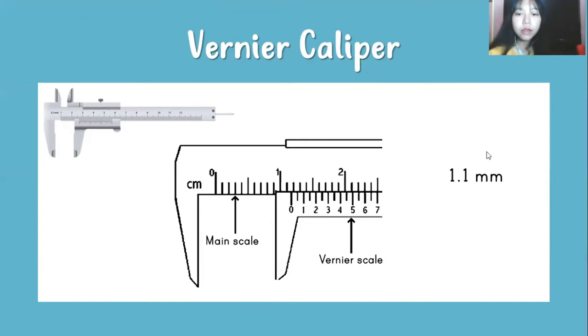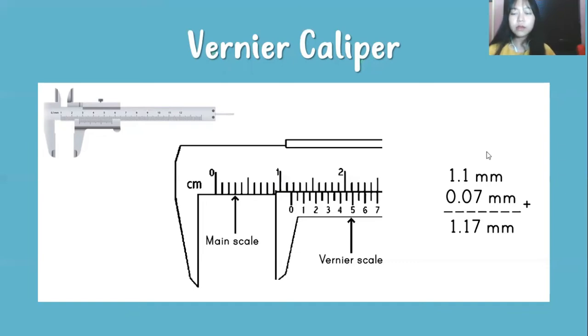And then take a look at the vernier scale. We need to find which number on the vernier scale is in line with the main scale. And for this case, we have 7, right? But for the vernier scale, we write it as 0.07 millimeter. And we sum it up, resulting in 1.17 millimeter. The accuracy for a vernier caliper is 0.01 millimeter. That's why we put the vernier scale in that way.